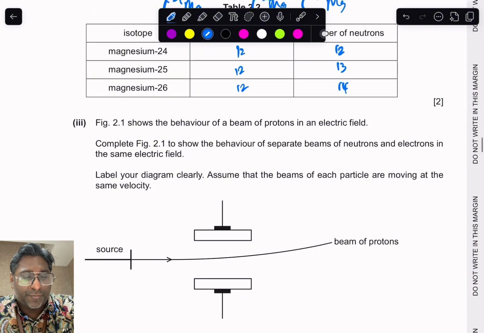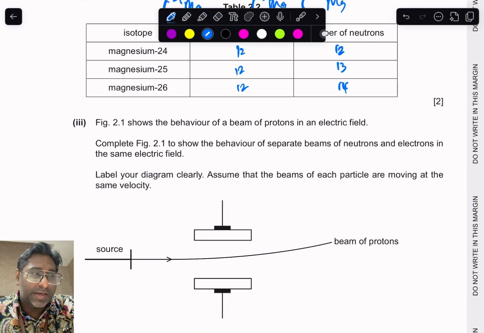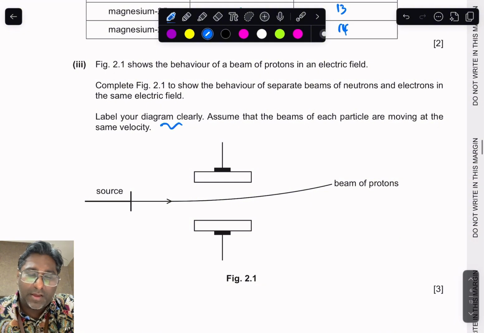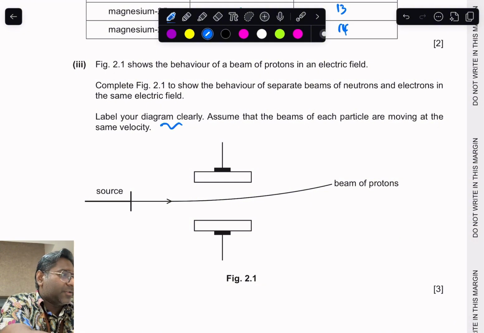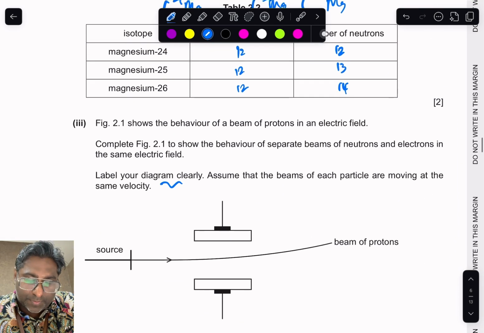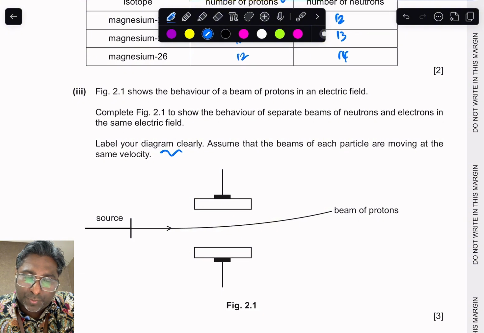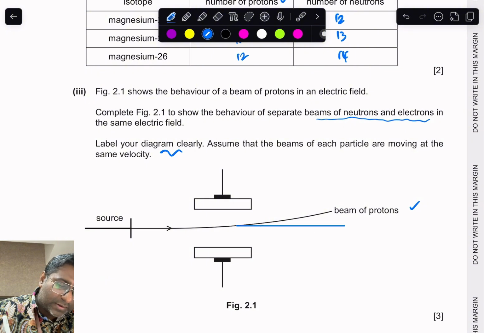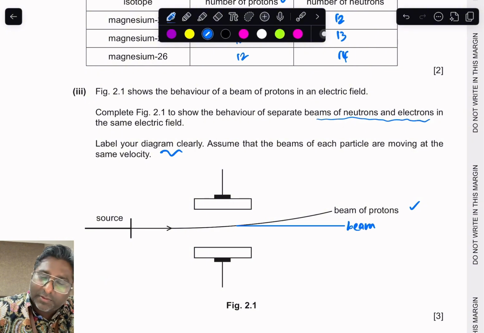Now figure 2.1 shows the behavior of a beam of protons in an electric field. Label your diagram clearly. Assume that the beam of each particle is moving at the same velocity. Complete figure 2.1 to show the behavior of separate beams of neutrons and electrons. They have given us the proton. Please take note, neutrons don't get deflected, they will move straight. So this is the beam of neutrons.